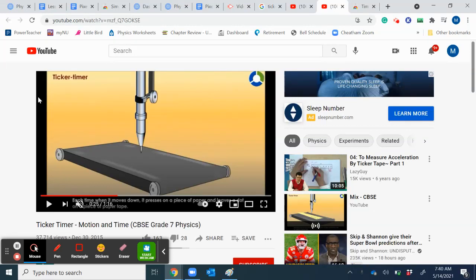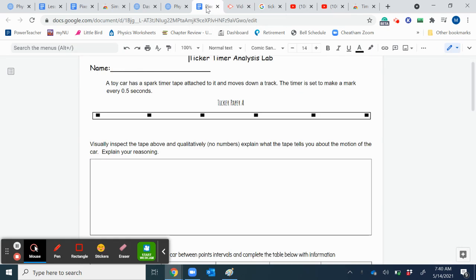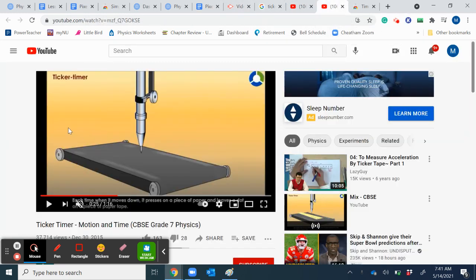So we're here and we're looking at a ticker timer lab. You're looking at this paper and there's a few dots on here. And maybe you're sitting here thinking, what is the purpose of these dots? So that's what we'll talk about. It says the timer set to make a mark every 0.5 seconds. That'll be important. So let's check out this machine, the machine that actually makes the dots.